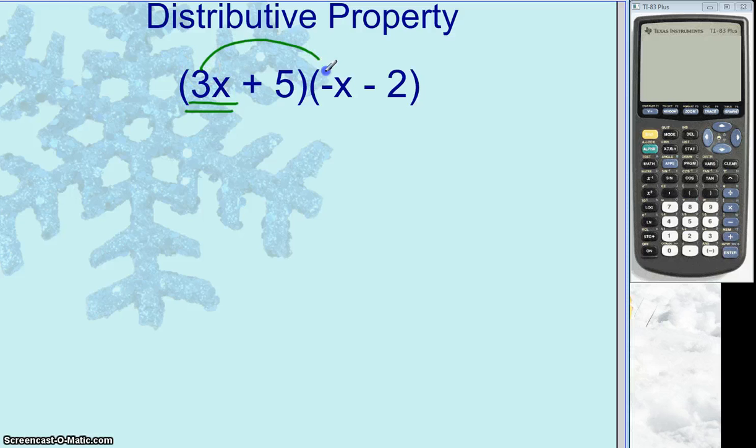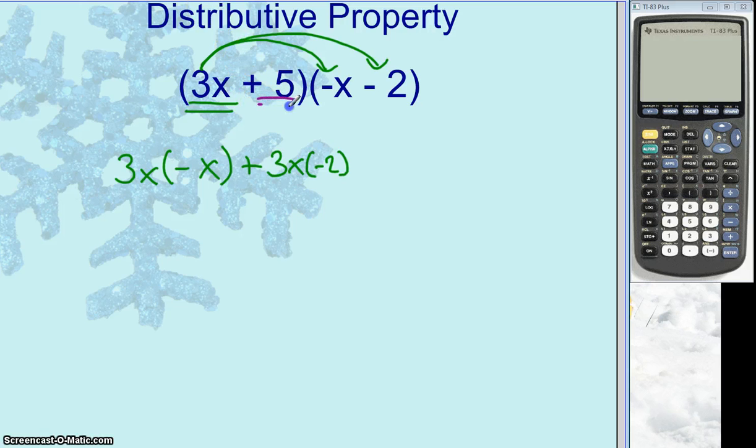So 3x times negative x. And as I draw that arrow, I write the step that's taking place. 3x times negative x. Then 3x times negative 2. So positive 3x times negative 2. So that is 3x being completely distributed to the other side of the parentheses.